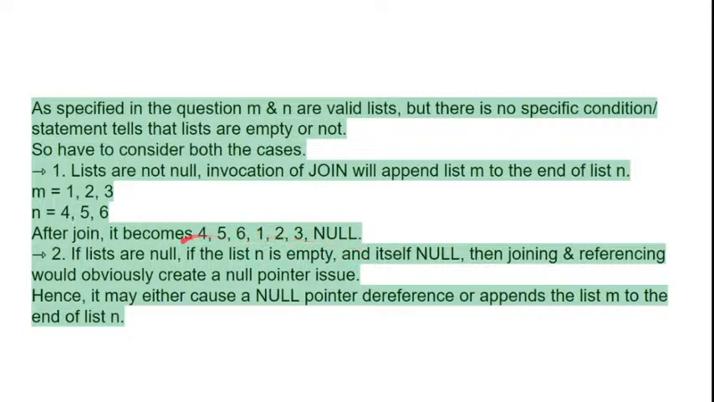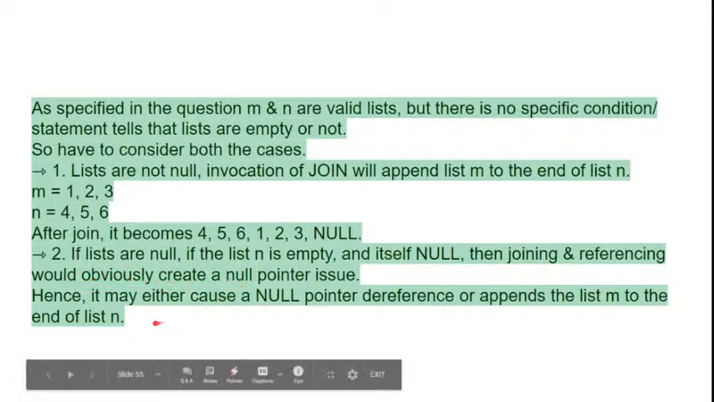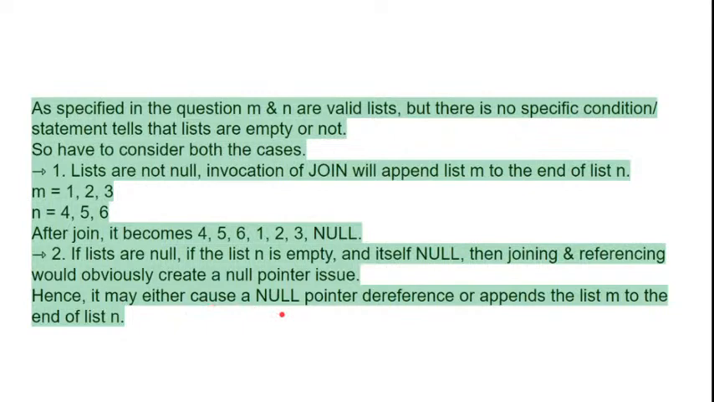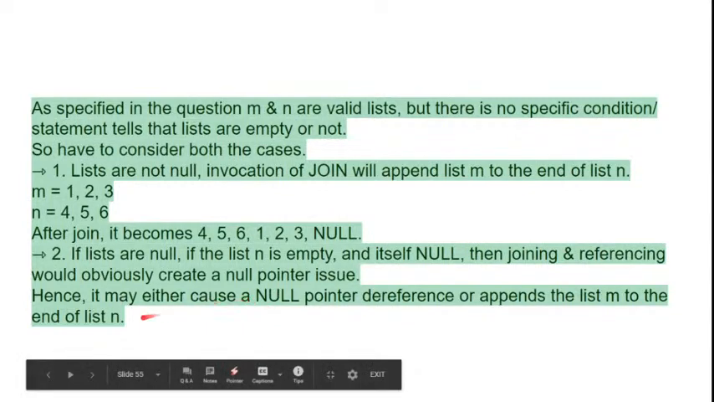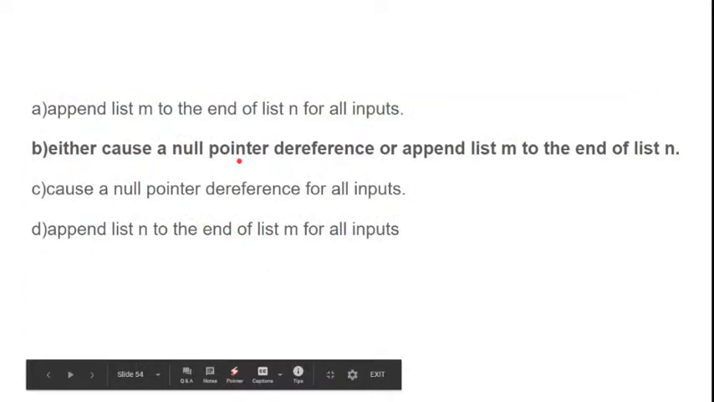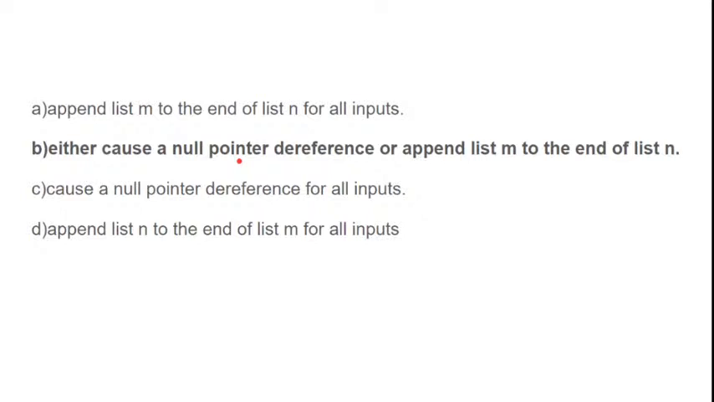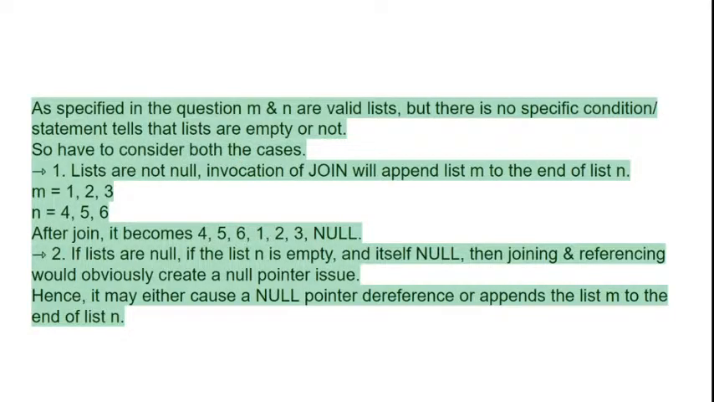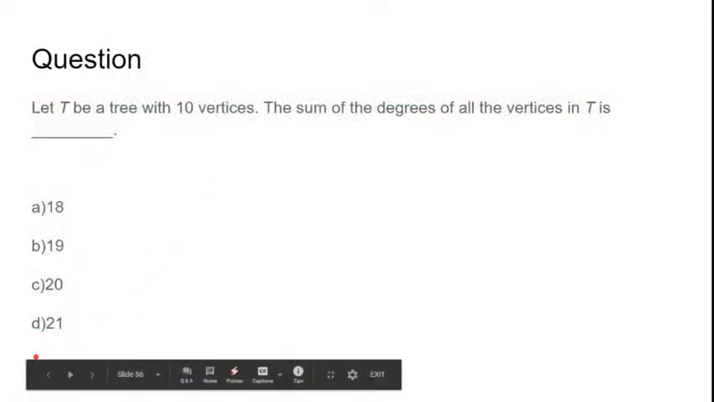If the list n is empty, that is itself null, then joining and dereferencing would obviously create a null pointer issue. So it may either cause a null pointer dereference or append the list m to the end of the list n.